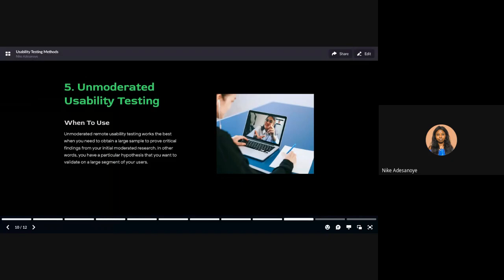Right. And so when should we use this unmoderated usability testing? Unmoderated is done remotely, like I said, and works best when you need to obtain large samples of proven critical findings from your initial moderated research. I said that before. In other words, you have a particular hypothesis that you want to validate on a large segment of your users.